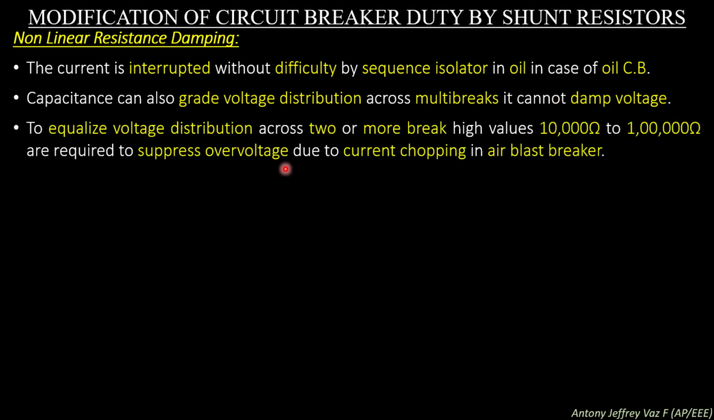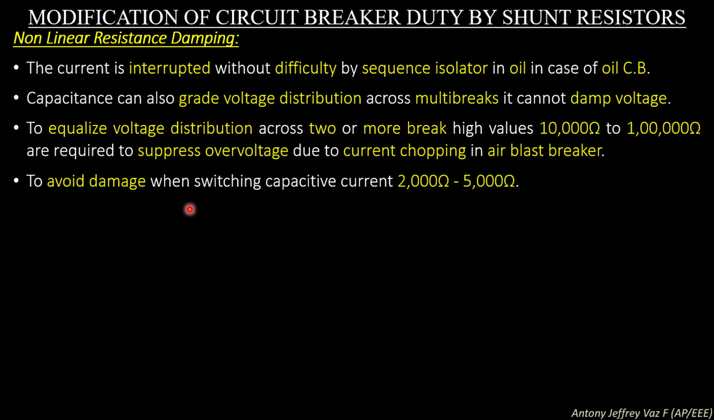To equalize voltage distribution across 2 or more breaks, high values of 10,000 ohms to 1 lakh ohms are required to suppress overvoltage due to current chopping in air blast circuit breakers. So the nonlinear resistance value is of the order of 10,000 ohms to 1 lakh ohms, and this higher ohm rating is used to suppress the overvoltage due to current chopping in air blast circuit breakers. To avoid damage when switching capacitive current, 2000 ohms to 5000 ohms of nonlinear resistance is required.